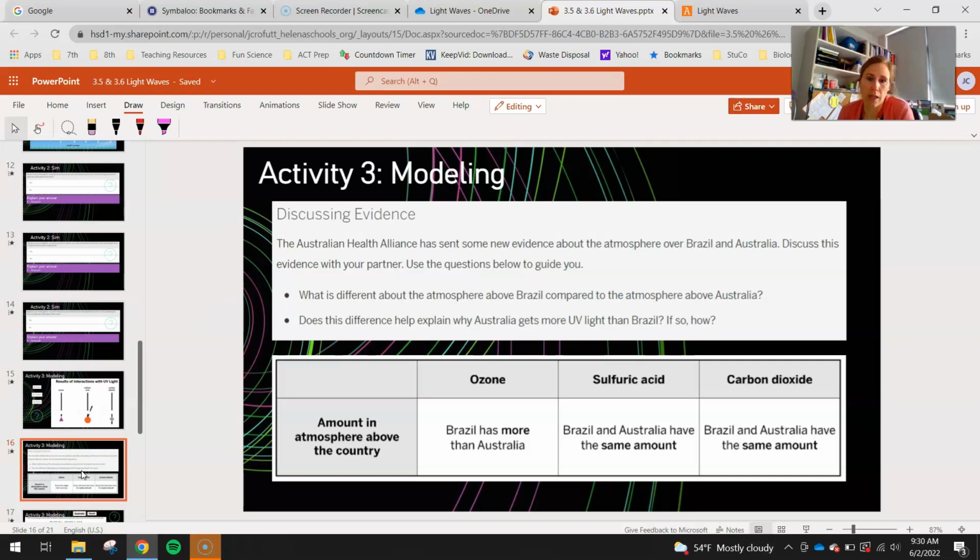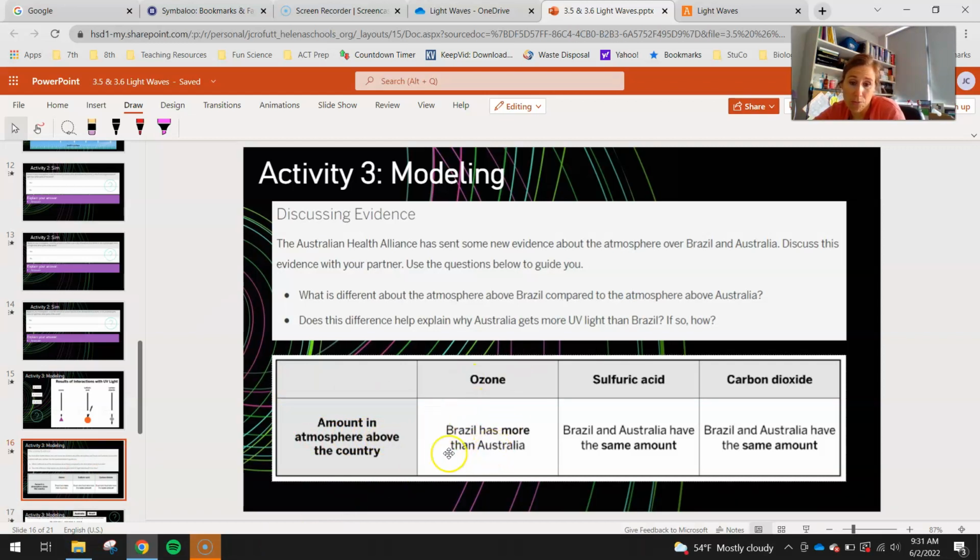The Australia Health Alliance has sent some new evidence about the atmosphere over Brazil and Australia. Discuss this evidence with your partner. Use the questions below to guide you. Obviously, you're working from home, so you have no partner. What is different about the atmosphere above Brazil compared to the atmosphere above Australia? Does this difference help explain why Australia gets more UV light than Brazil? If so, how? Okay, so amount in atmosphere above the country.